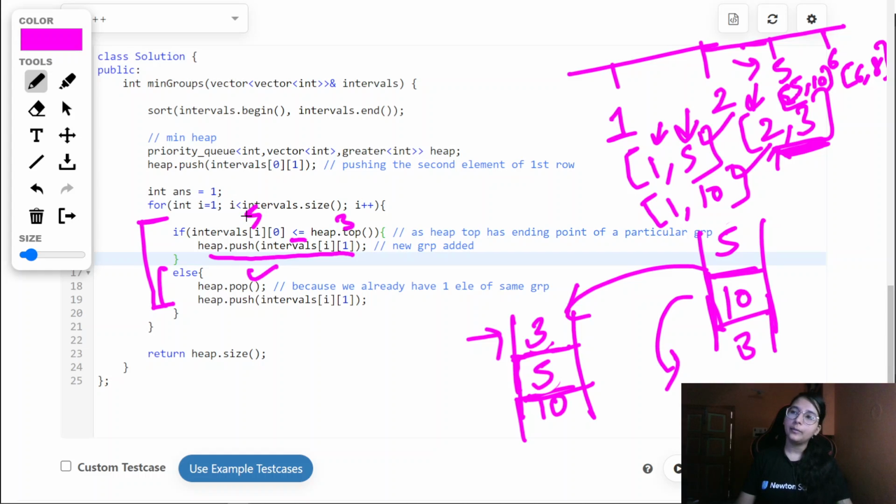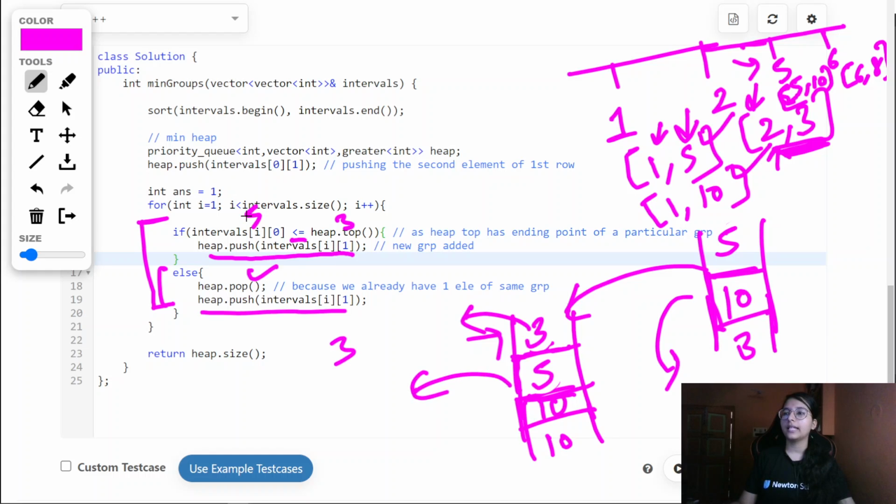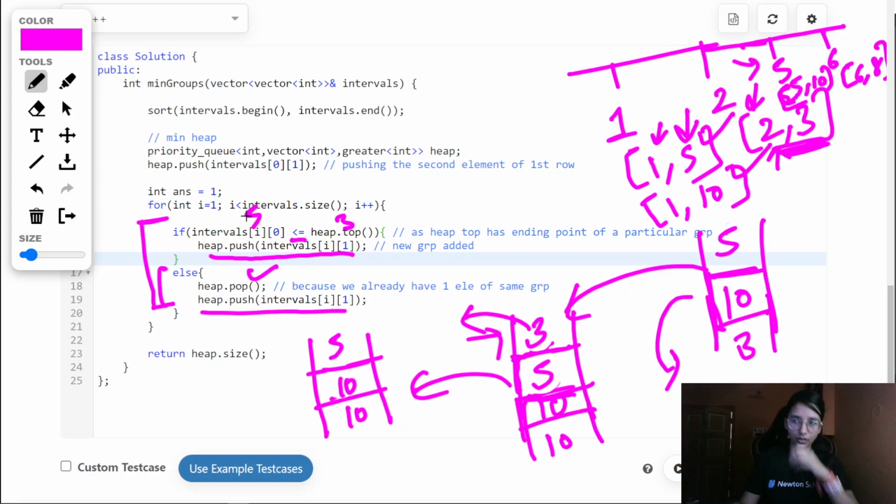So that's why we will be popping out from the heap and we will be pushing our new interval. That is, 5, 10 would be pushed, and in that context we will be having one more 10, right? And 3 would be popped out. So now our answer would be something like this: 3, 5 and 10. Means 5 and 10. So now we would be having elements like this.